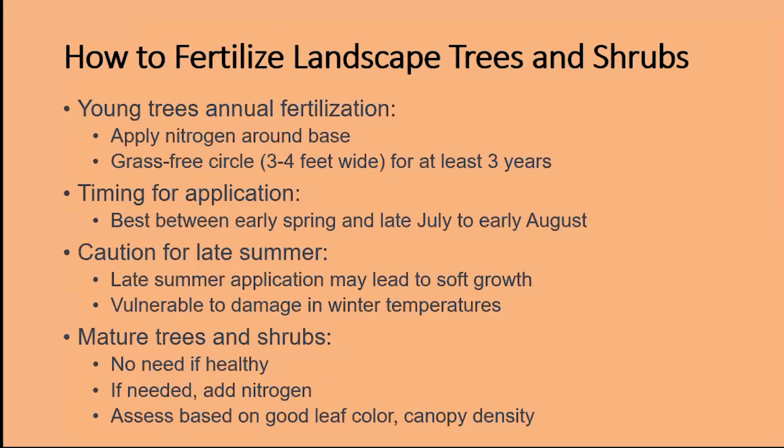Many of us look around our yard and gardens and say, well, should I be fertilizing some of the trees and shrubs? We've talked about the vegetable gardens today, but maybe we need to look at what's growing in our yards. If it's a young tree that's not been in the ground very long, it will need annual fertilization. So make sure there's a grass-free circle of 3 to 4 feet around the base of the plant and apply nitrogen. You might want to do this for at least 3 years. If you're going to put in some fertilizer, the time for that is important. Be sure that it's early spring and no later than 1st of August.